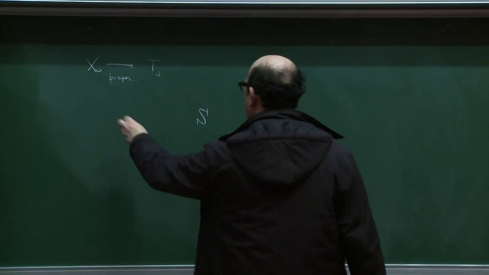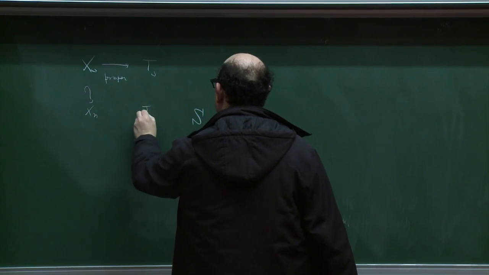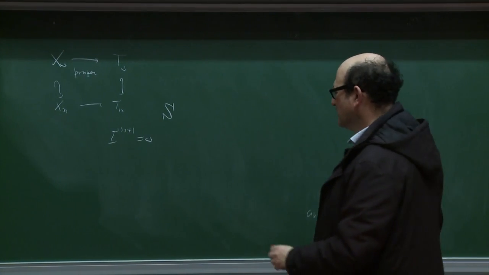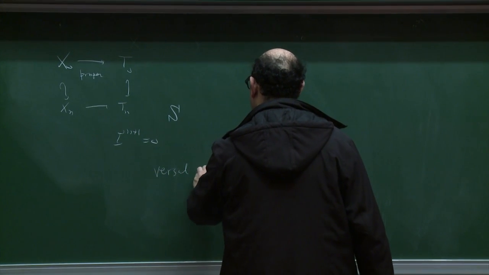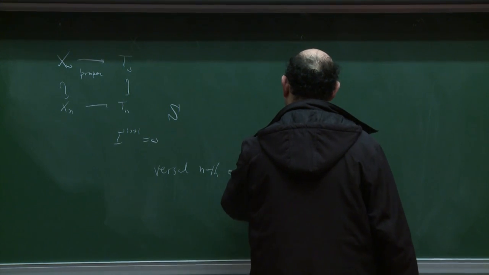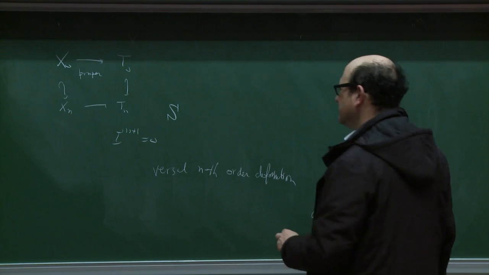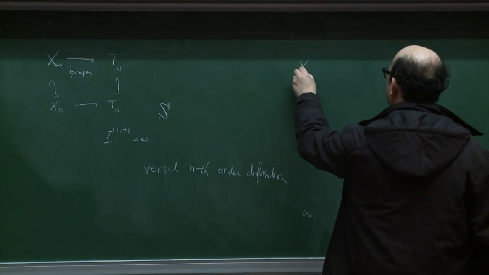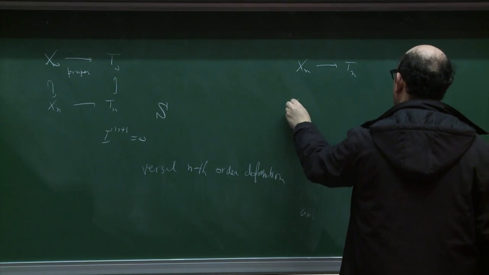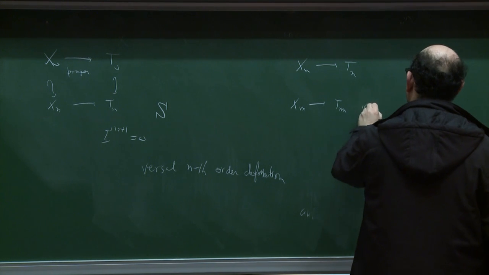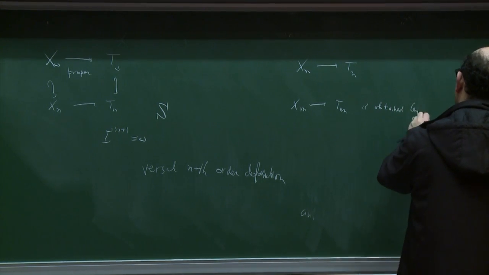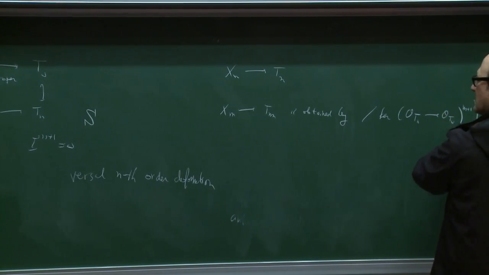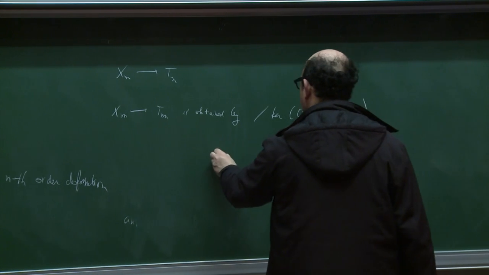Then I can consider nth order deformations, which are defined by the condition that the ideal to the power n plus 1 is 0. Then I want to define in a similar way a versal nth order deformation. And actually, I want a compatible system of such versal deformations, which have the property that I have Xn to Tn such that Xm to Tm is obtained by modding by the kernel of O_Tn to O_T0 to the power m plus 1, where m is less than n.